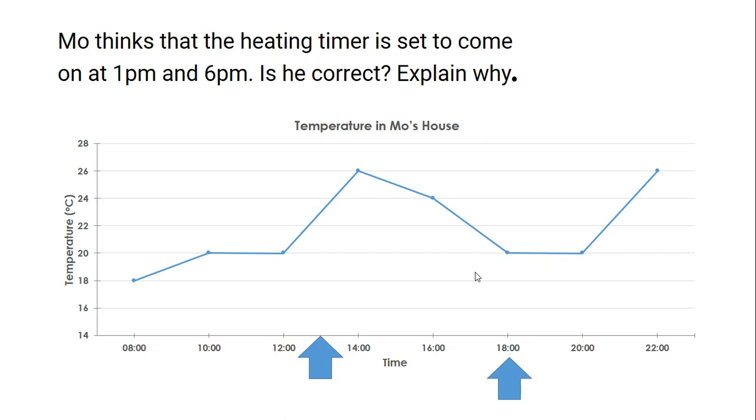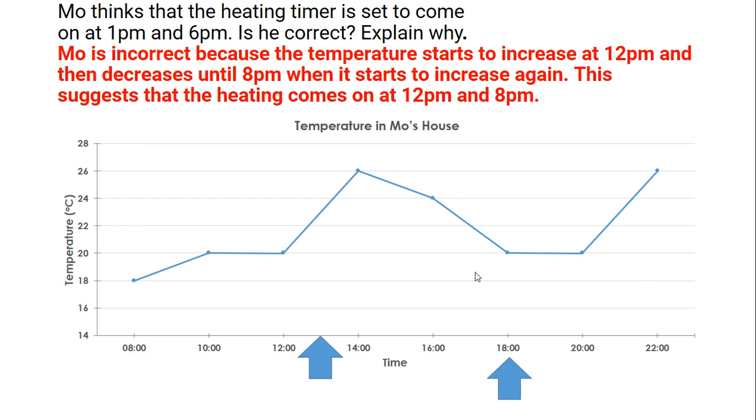So if we have a look at what's happening in the graph at 1 o'clock, yep, it certainly is going up, but it started going up earlier than that. And if we have a look at 6 o'clock, 1800 hours, you'll see that the temperature doesn't change at all. So I think we can say definitely that Mo is not correct, and if we look again at the graph, the times that the heating does come on appears to be at 1200 hours, 12 o'clock p.m., and 2000 hours, which is 8 p.m.